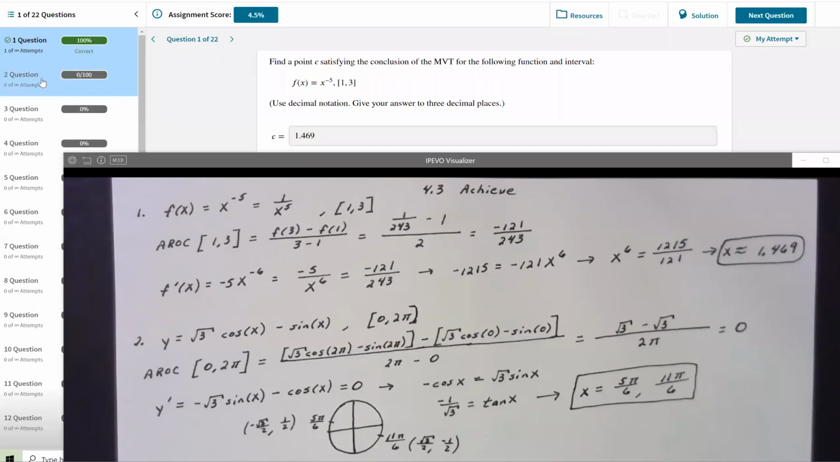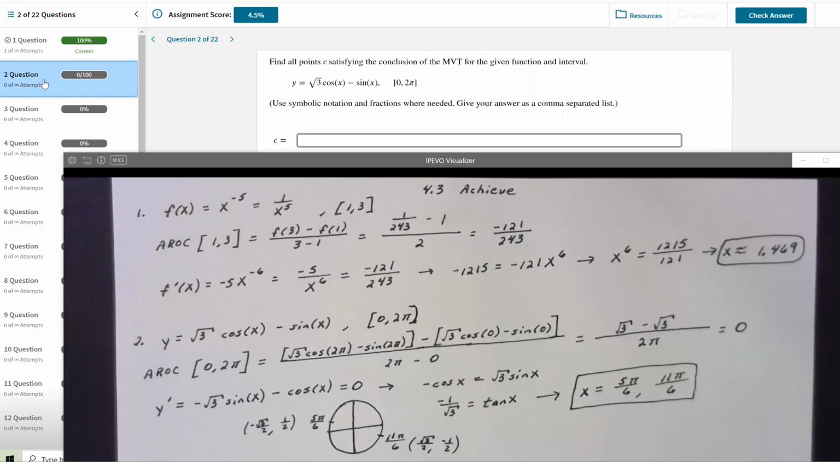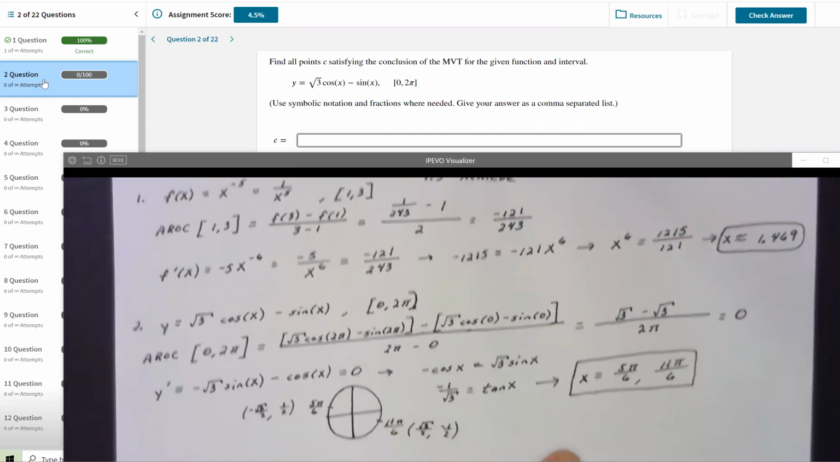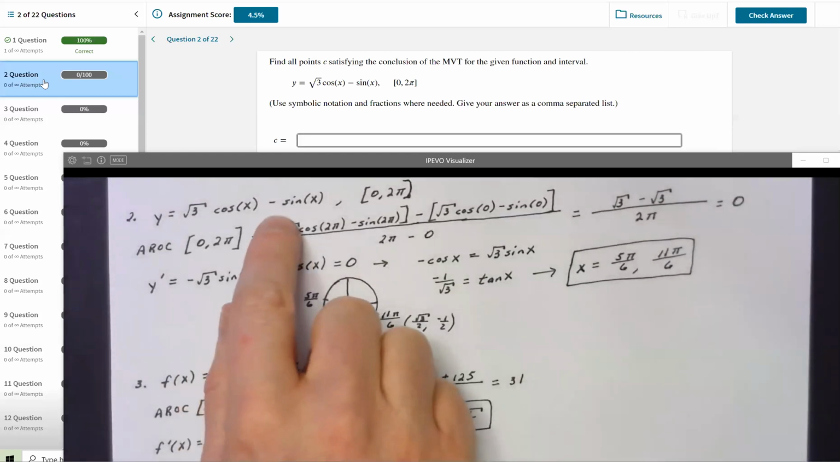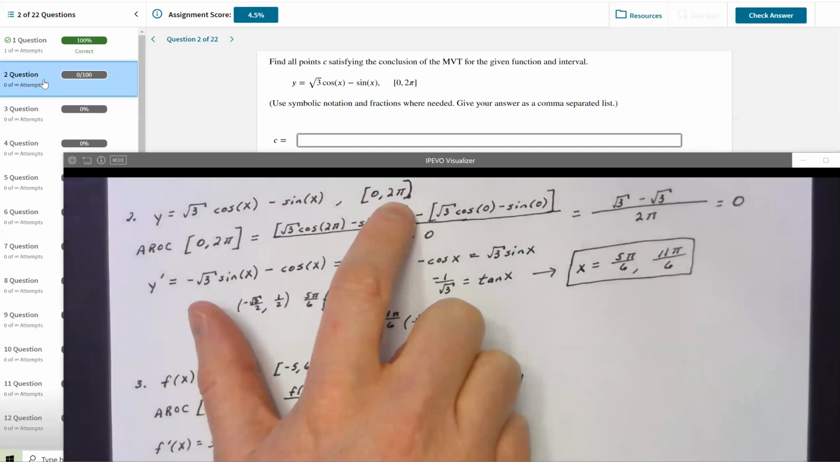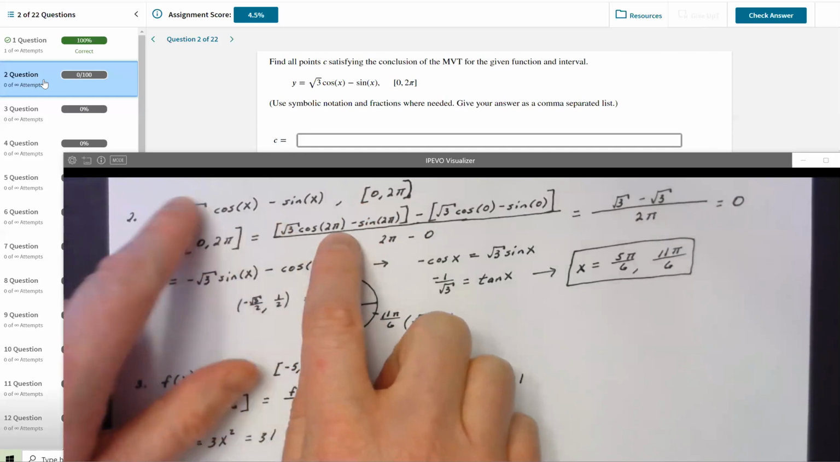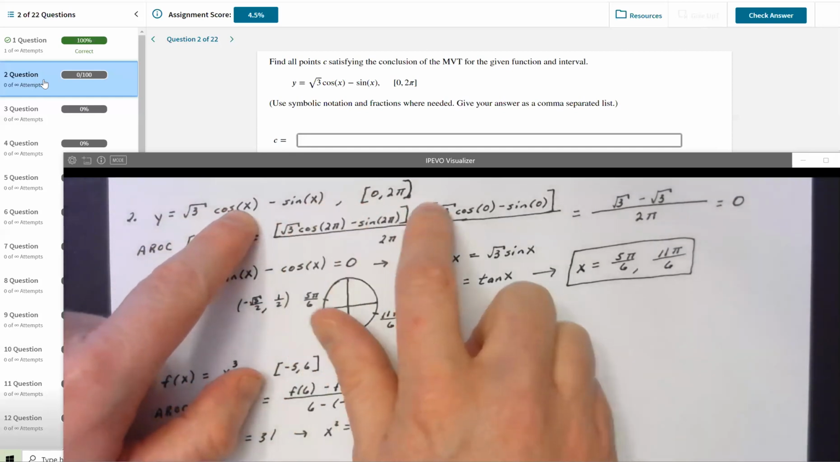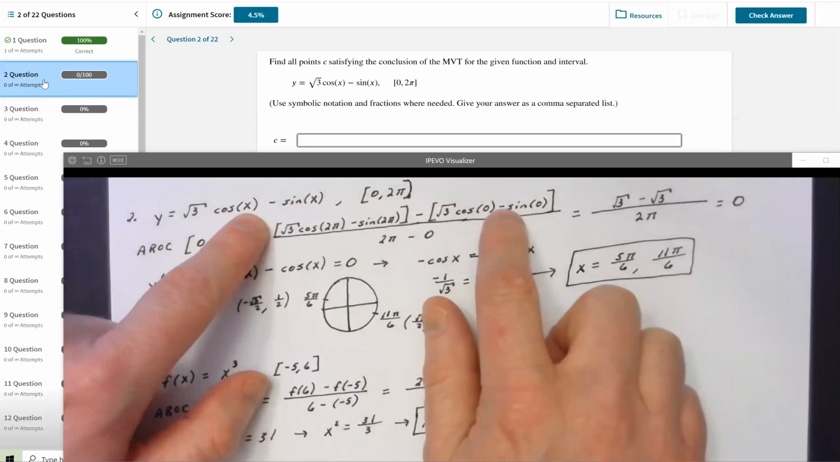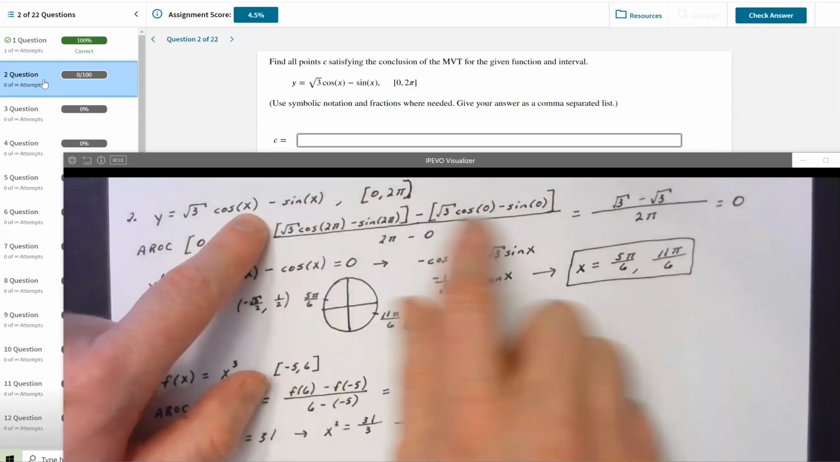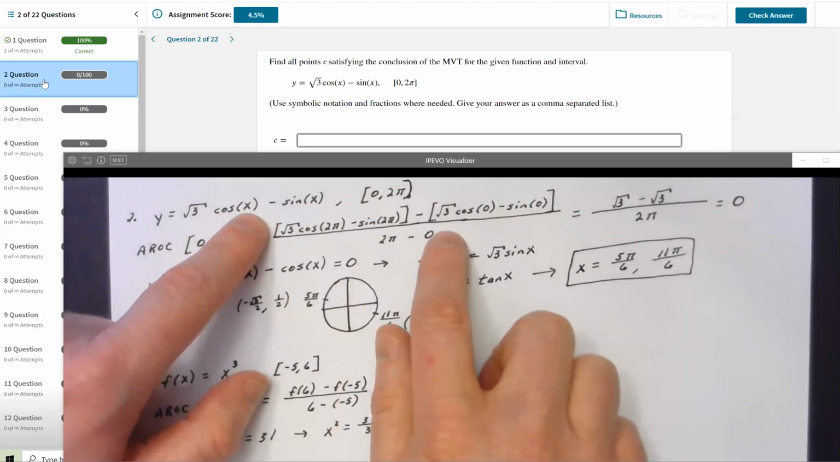Now, for the second problem here, extremely similar. This one is giving me a trigonometric function, y is equal to the square root of 3 cosine x minus the sine of x, and it's wanting us to verify the mean value theorem for this function between 0 and 2 pi. Okay, so I have my function here, and I'm trying to think about what the average rate of change between 0 and 2 pi is. So you'll see I just plugged 2 pi into my function, minus when I plugged a 0 into my function. So this is f of 2 pi minus f of 0 over 2 pi minus 0.